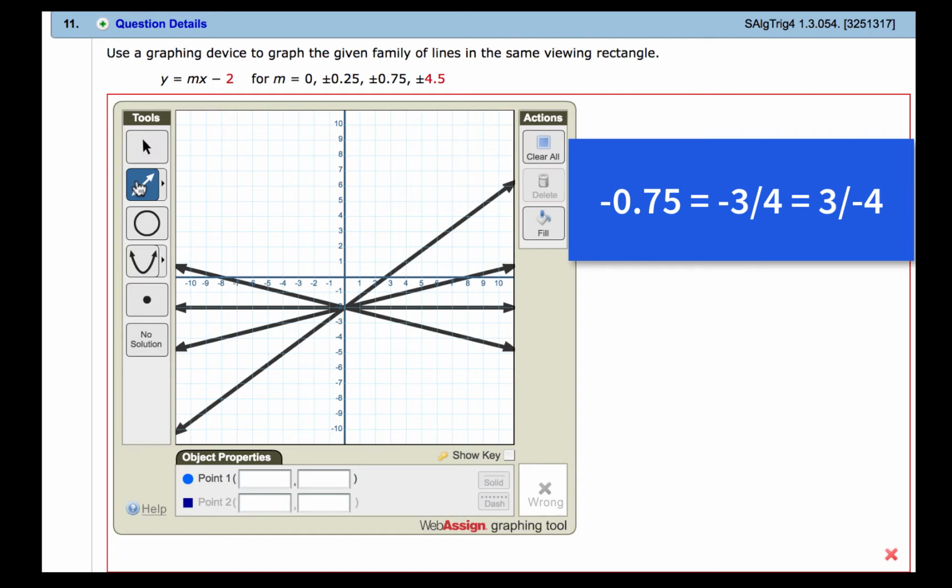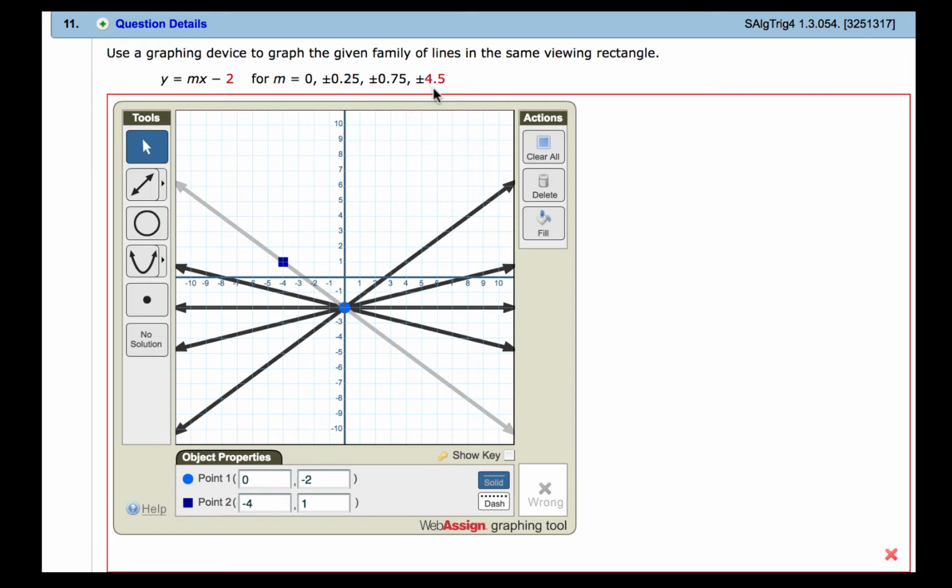So again, we'll select our line tool, put a dot on the y-axis at negative 2, and instead of going down 3 and to the right 4, we can create the same line by going up 3 and to the left 4. And now we've graphed the line with a y-intercept of negative 2 and a slope of negative 0.75.